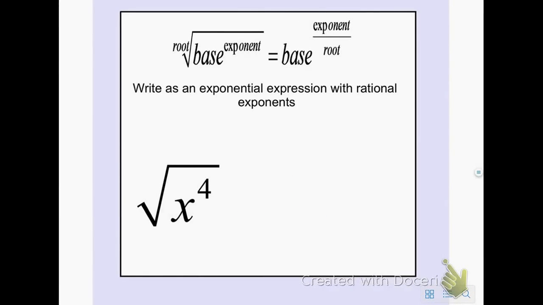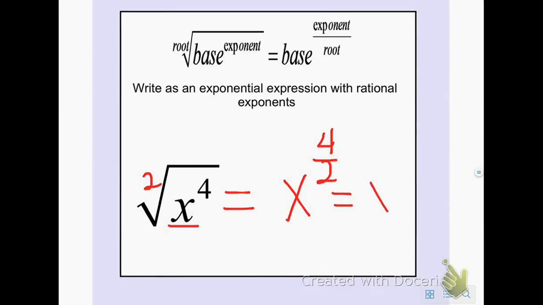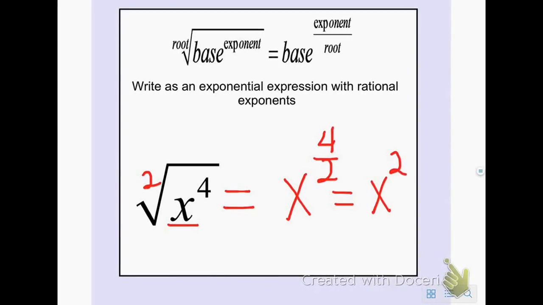Here's my last example of writing an exponential expression out of a radical expression. So again, my base is x. My exponent is 4. And my root is an understood 2. If I read that, I would say square root. So I could say the square root of x to the 4th power is equivalent to x to the 4 over 2 power, which could be reduced or simplified to be x to the 2nd power.